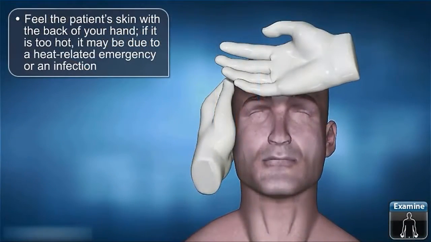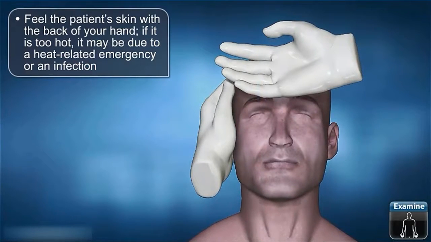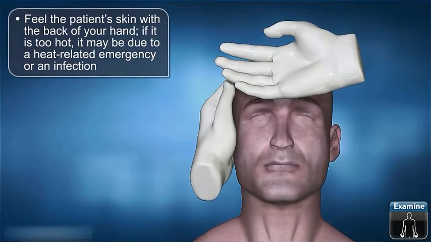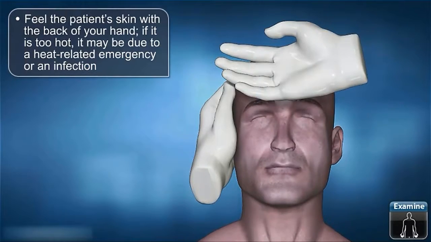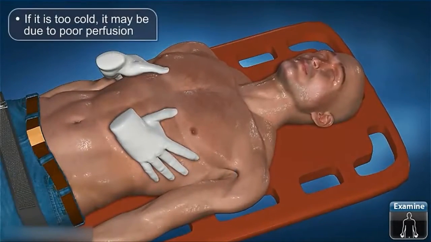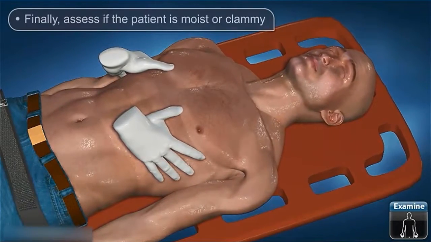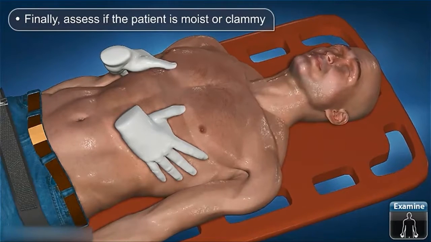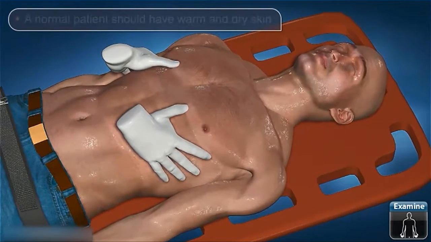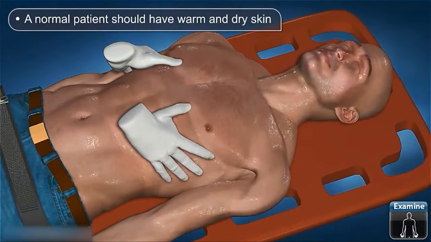Feel the patient's skin with the back of your hand. If it is too hot, it may be due to a heat-related emergency or an infection. If it is too cold, it may be due to poor perfusion. Finally, assess if the patient is moist or clammy. A normal patient should have warm and dry skin.